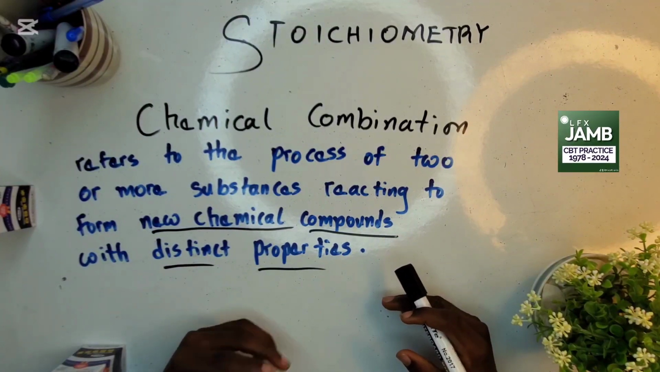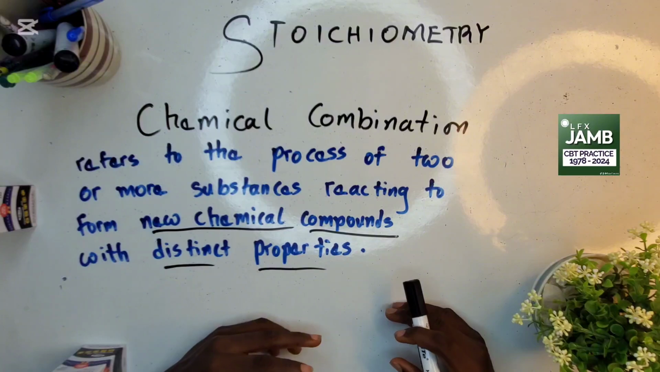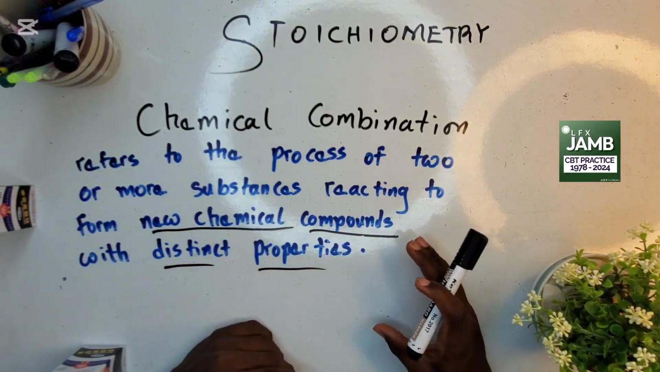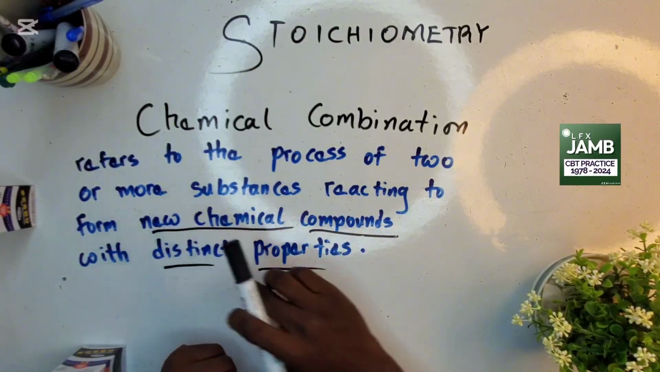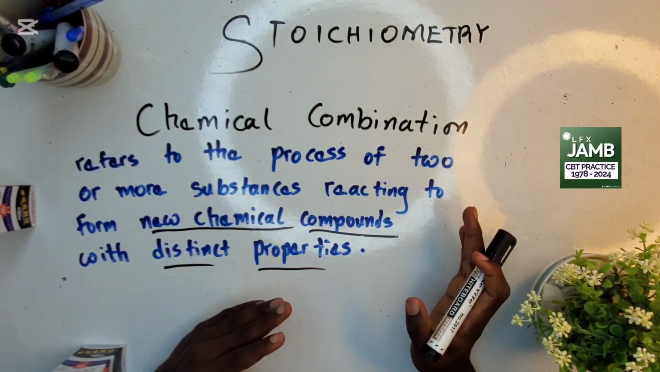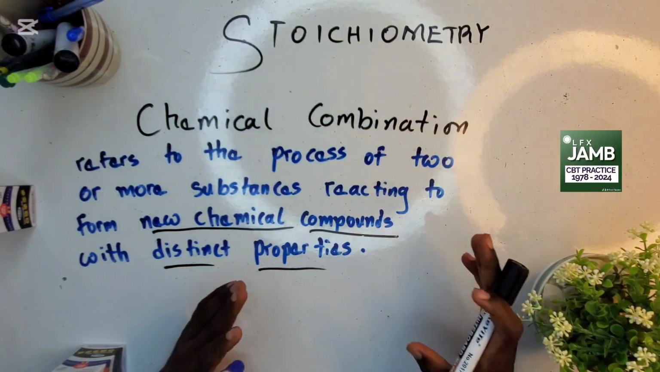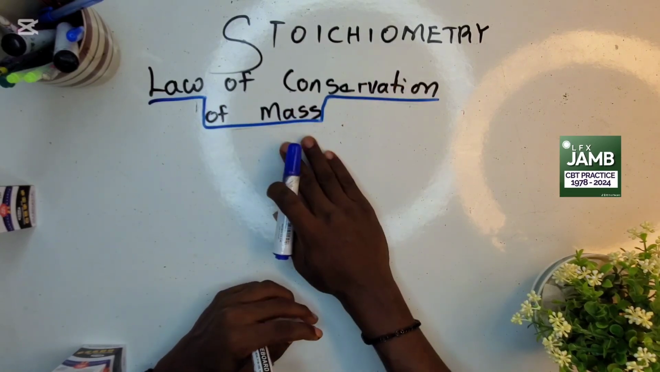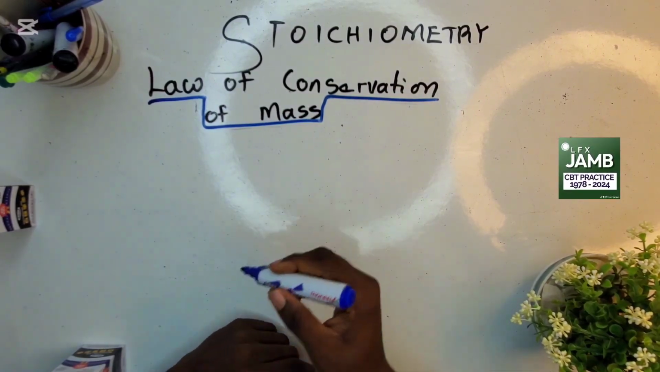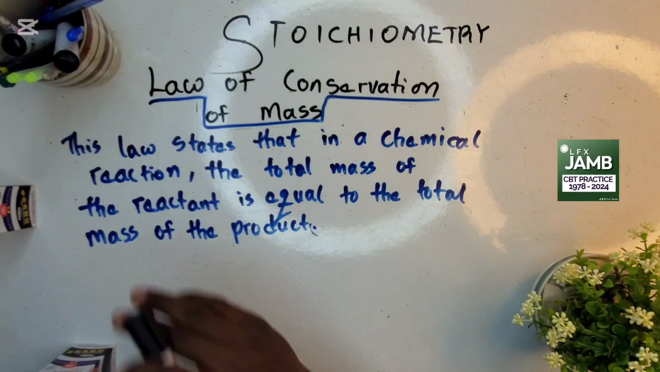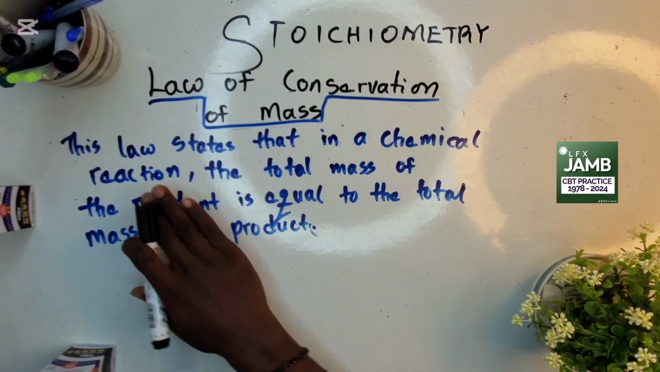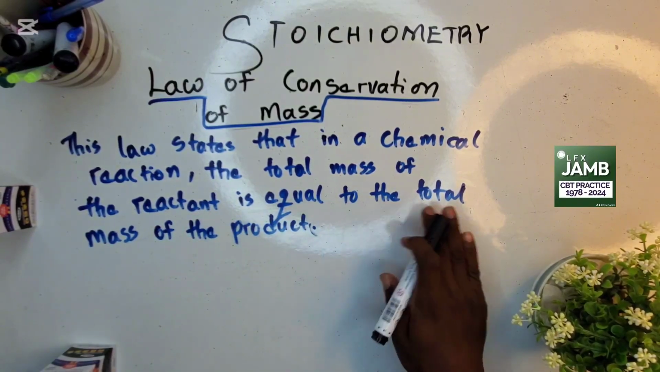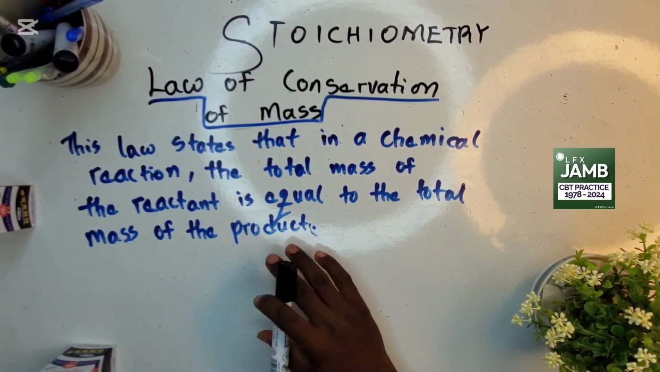There are certain laws that must be obeyed before a chemical combination can occur. And note the key point: new chemical compounds must be formed, and those new chemical compounds must have distinct properties. So let's discuss the laws that must be observed before a chemical combination will occur. The first law we'll talk about is the law of conservation of mass. What does this law say? This law states that in a chemical reaction, the total mass of the reactants is equal to the total mass of the products. What does that mean?